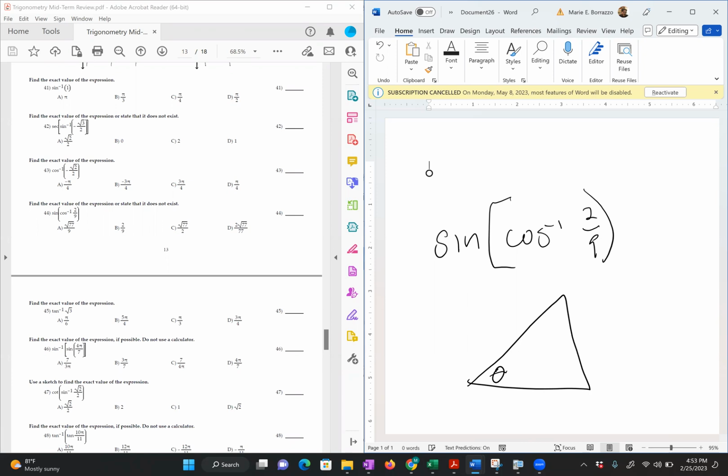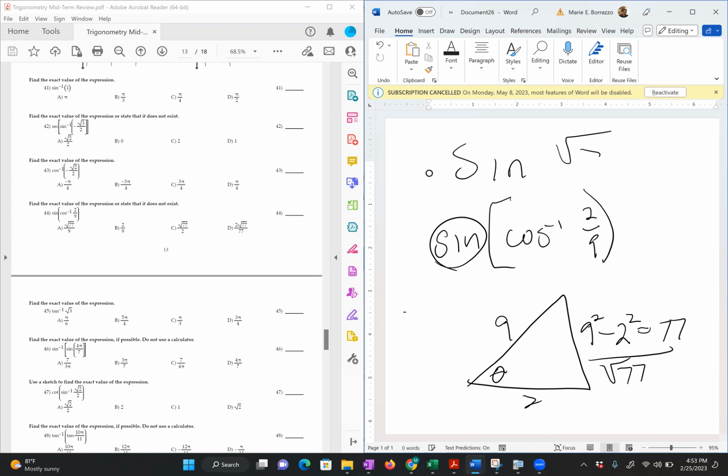If this is my theta, this will be 2 over 9, which means that this side here will be 9 squared minus 2 squared, which gives me 77, which once I find what r squared is, I get square root of 77. So I want the sine of this. The sine of this would be square root of 77 over 9. Answer choice A. All right.